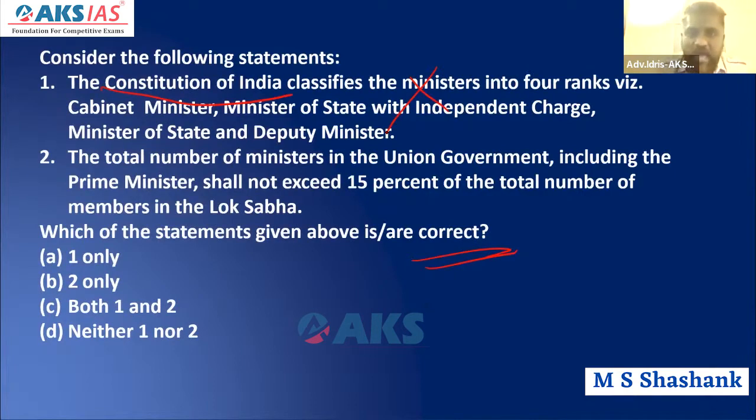The rules relating to it, the rules made for the conduct of business, emanate from Article 77, where the President will make rules. Through that, you can find these kinds of divisions being made. So in the Constitution, it is not there. The second one: the total number of ministers in the Union government, including the Prime Minister, shall not exceed 15% of the total members of Lok Sabha. Article 75(1A). The 91st Amendment Act brought this. So it is crystal clear, 2 is right and B is right.